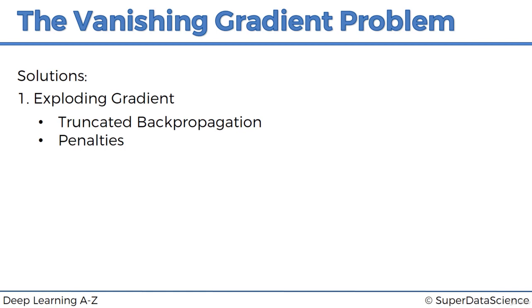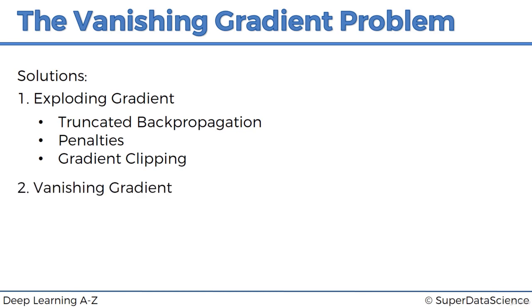Then you can have penalties. So you could have the gradient being penalized and being artificially reduced. You can have gradient clipping. So you could have a maximum limit for the gradient. You could say never have the gradient go over this value. And if it's over that value, it just stays at that value as it propagates further down through the network. For the vanishing gradient problem, you have certain other solutions.